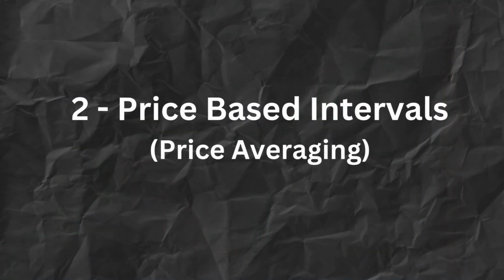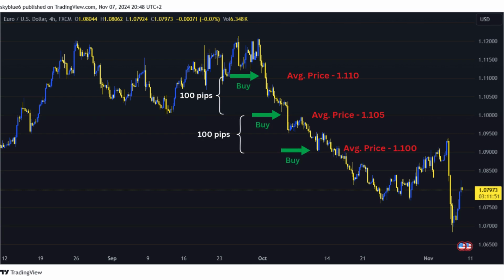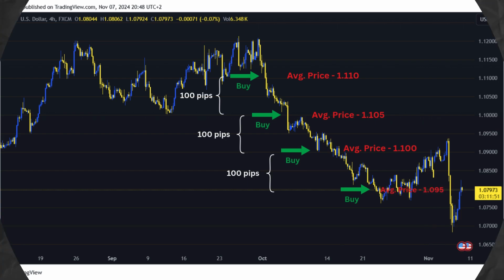Price-based intervals, price averaging. With this approach, rather than time-based intervals, you add to your position each time the currency pair moves by a set number of pips in a particular direction, e.g., every 50 or 100 pips downward if the pair is in a downtrend. This strategy allows you to enter the market more aggressively if the price moves significantly against your initial position, which can lower your average cost. This works best for traders who are looking to reduce their average entry price in a trending market.